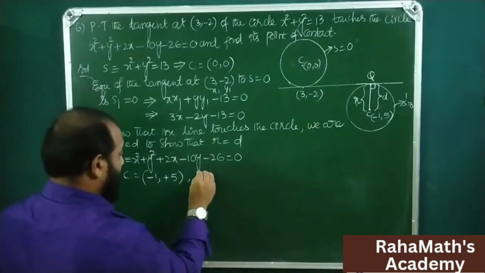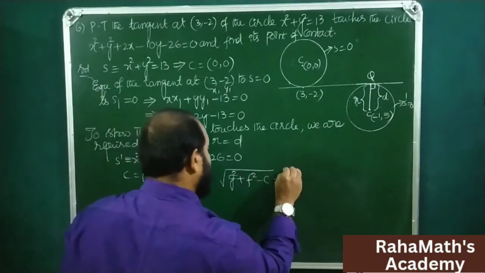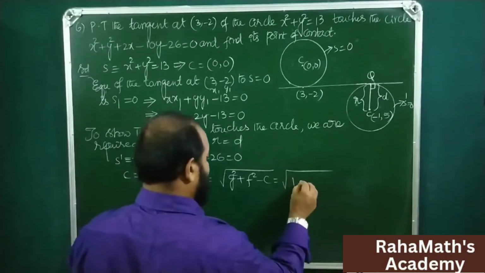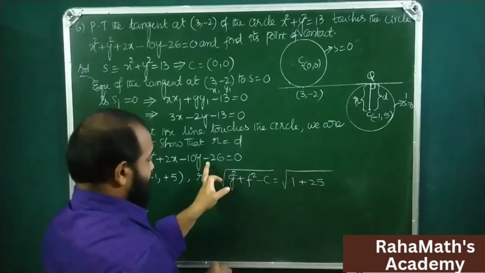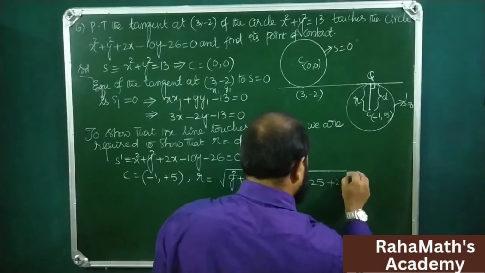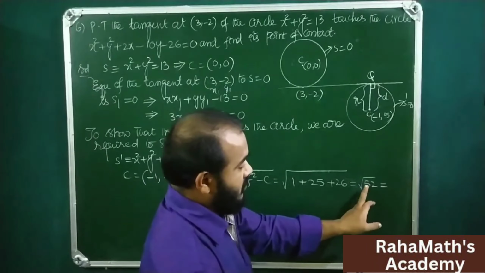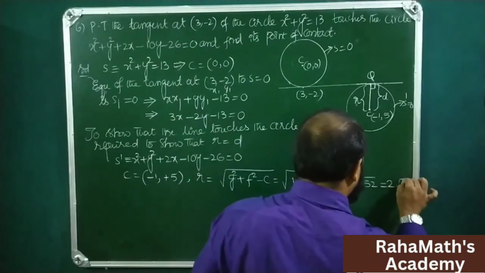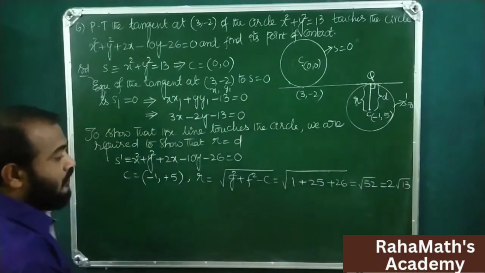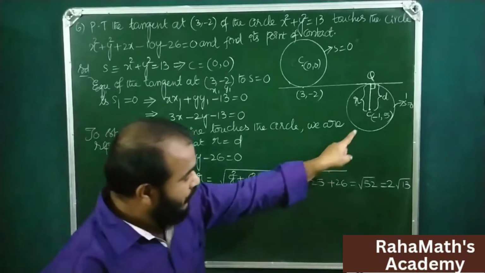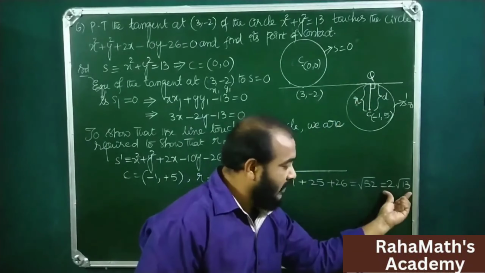And what is the radius? Square root of g square plus f square minus c. That is equal to g square is 1, 1 square is 1, plus 5 square is 25, minus c, minus of minus 26 is plus 26. That is equal to root 52. Root 52 can be written as 4 thirteens are 52, so 2 root 13. So to show that this line touches this circle, the perpendicular distance from the center of this circle to this line, which is D, should be the same as the radius 2 root 13.